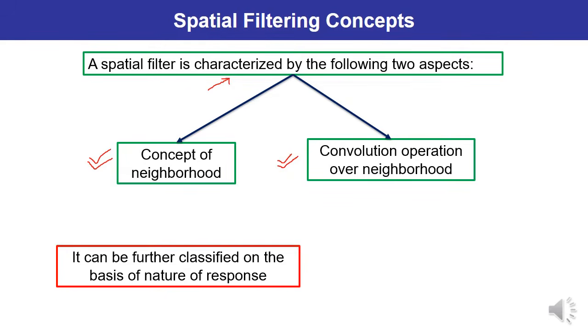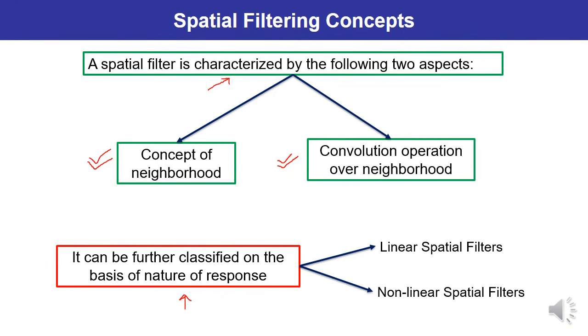A spatial filter can further be classified on the basis of the nature of response. What do you mean by nature of response? The nature of response may be of two types: linear spatial filters or non-linear spatial filters. So accordingly, there are four different types. Spatial filters can be characterized either on the concept of neighborhood or on the convolution operation over the neighborhood, and further they may be linear or non-linear in nature depending upon the type of operations being performed.